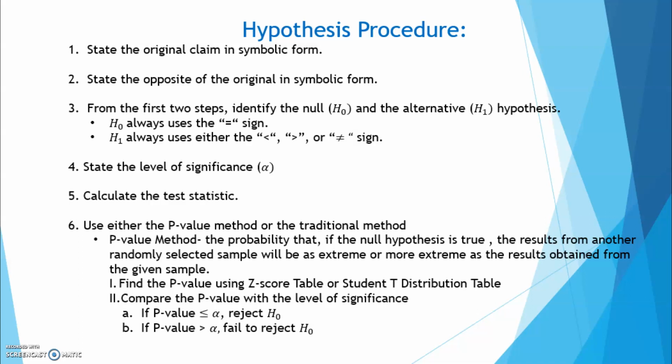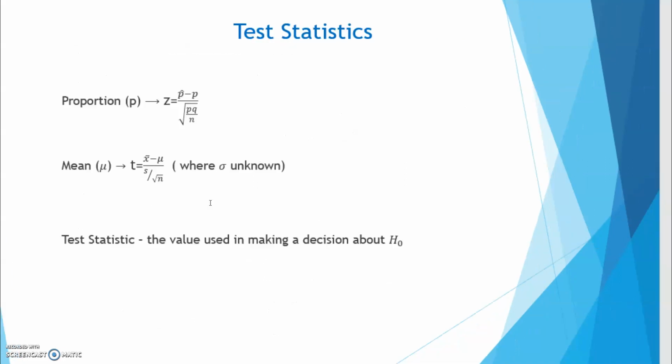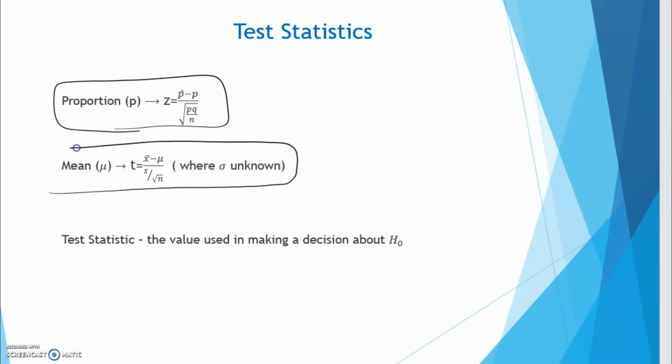Okay, we've looked at steps 1 through 3. I'm going to skip 4 because that is always given to you. Let's go to step 5, calculating the test statistic. Now you've got two options. If we are looking at proportion, we'll be using this test statistic right here. And if we're looking at the mean, where sigma is unknown, and most of the time we don't know what sigma is, we'll be using a t-score.